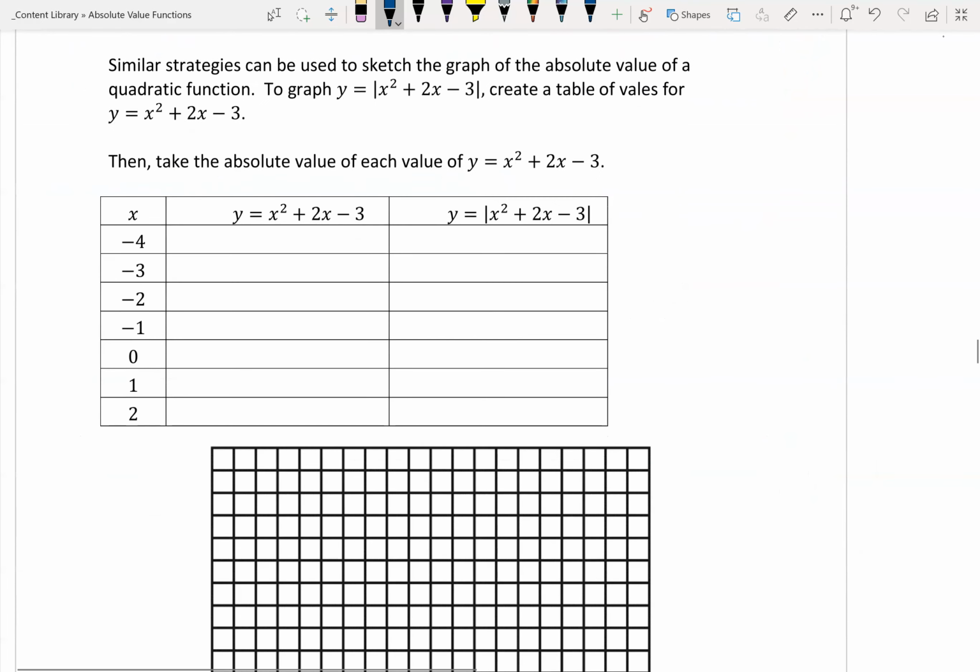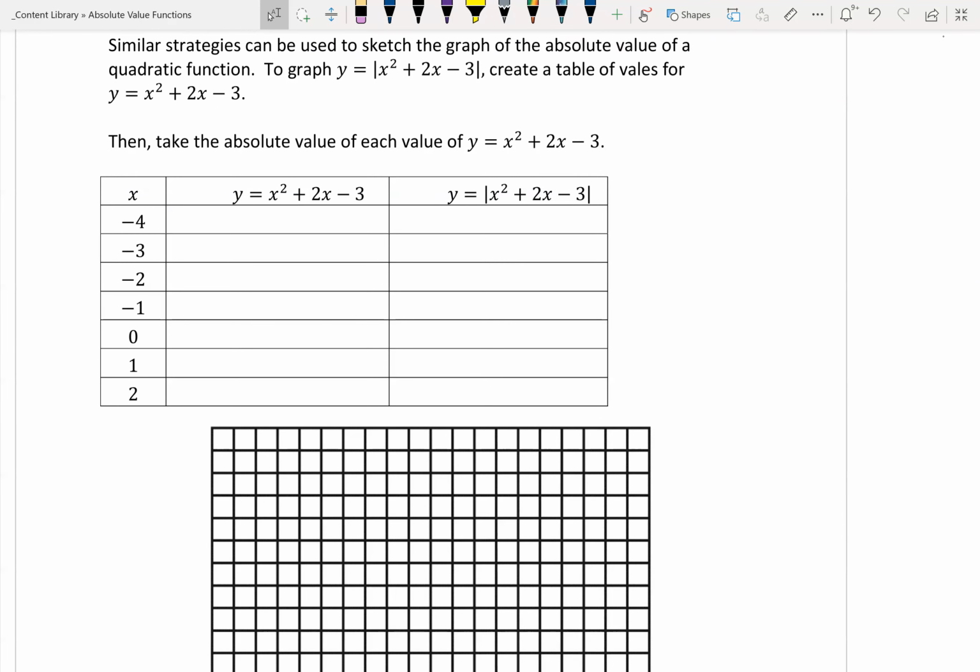Let's try another strategy to sketch a graph, and this is to sketch a quadratic function. So we have the absolute value of x squared plus 2x minus 3. We're just going to find some of those y values for our original quadratic, and then we know to change our y values so that they are all positive afterwards. So I'm going to go ahead and plug in negative 4 into our function to see what we get. So that's 16 minus 8 minus 3, which is 5.